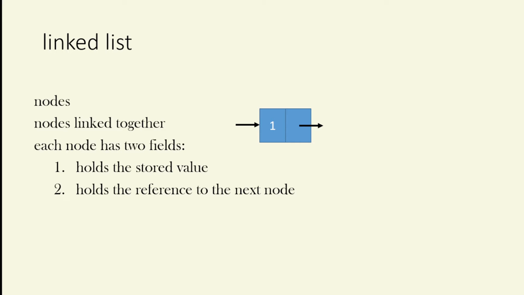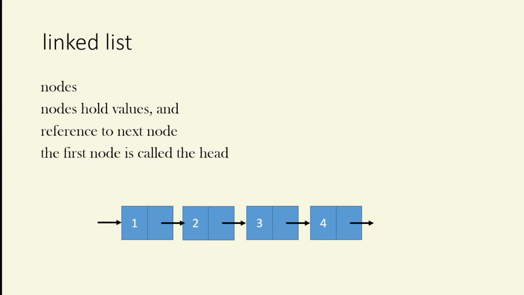The nodes have two parts. The first part, we can store a value. The second part holds a reference to the next node. So you can see here, these nodes are all linked together, like a linked list. The first node we can call the head, and at the end we point to none. So we know that's the end of the linked list.